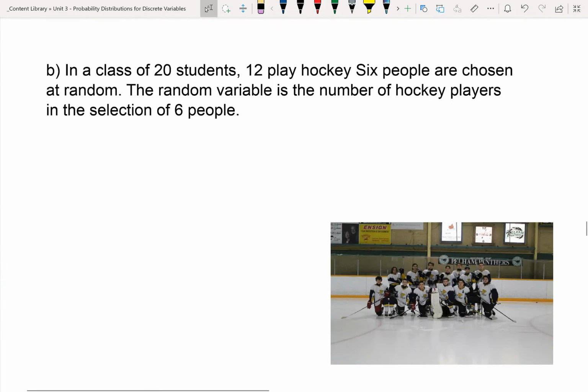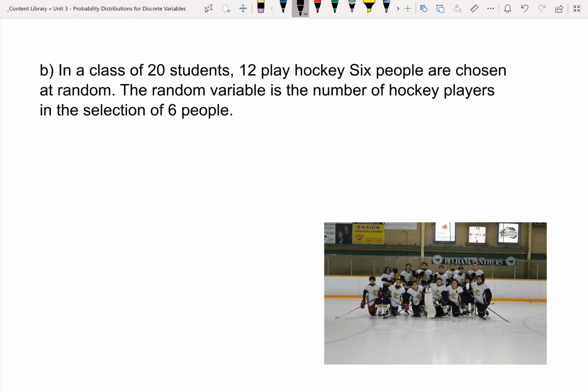In B, in a class of 20 students, 12 play hockey. 6 people are chosen at random. The random variable is the number of hockey players in the selection of 6 people. So if we look at this, there are success or failure trials. So success is that you're on the team. Failure would be you're not on the team.